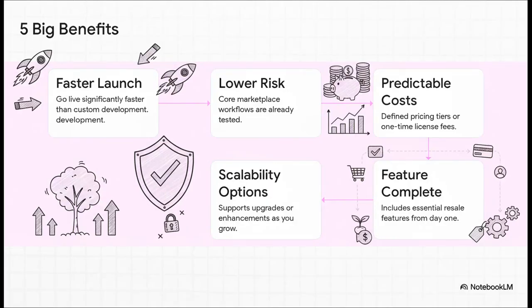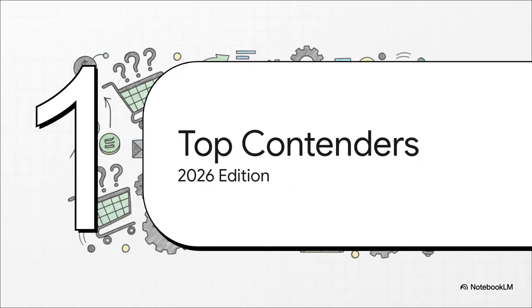And this approach gives you 5 killer advantages right out of the gate. Number 1, you get to market insanely fast. 2, the tech is already tested, which slashes your risk. 3, your costs are way more predictable, no more runaway development budgets. 4, you launch on day 1 with a full suite of features your users expect. And 5, the best ones are built to grow with you, so they can scale as you start to take off.